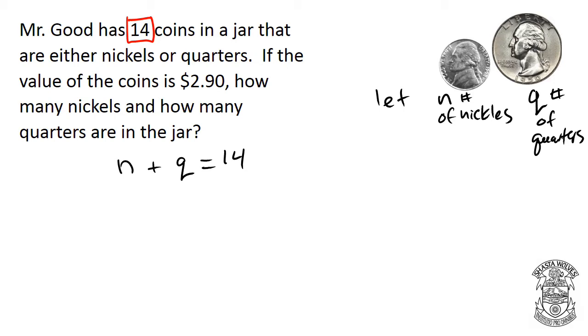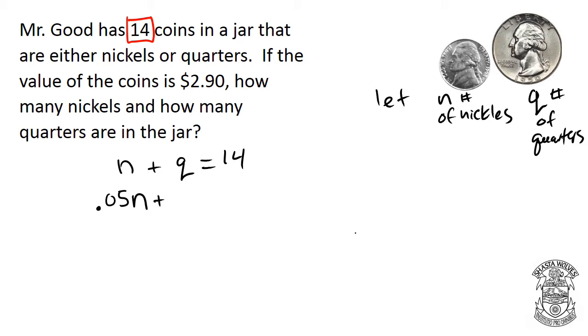The value of the nickels that I have is the number of nickels times 5 cents. So if you think about it, if I have 2 nickels in the jar, their value is 10 cents. If I have 5 nickels in the jar, 5 times 5 is 25 cents. So I write that each nickel is 5 cents, and if I have n nickels, 0.05n is what those coins are worth. So if there's 10 of them, I have 50 cents in nickels, for example. If there's 20 of them, I have $1 in nickels.